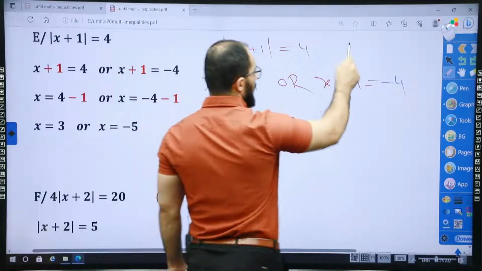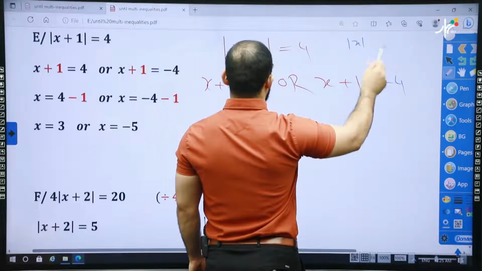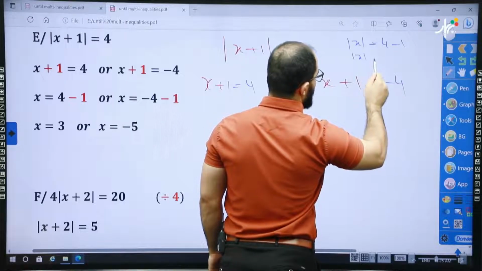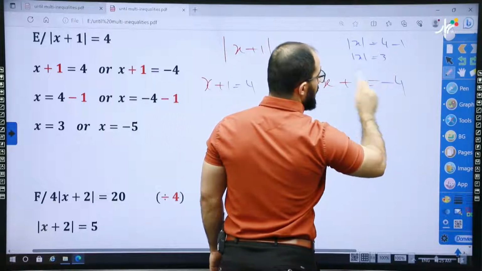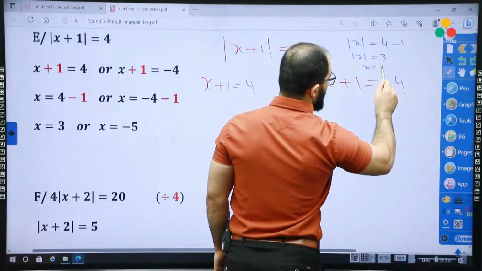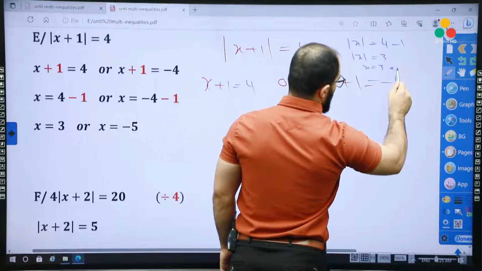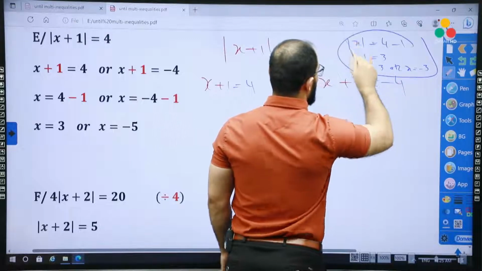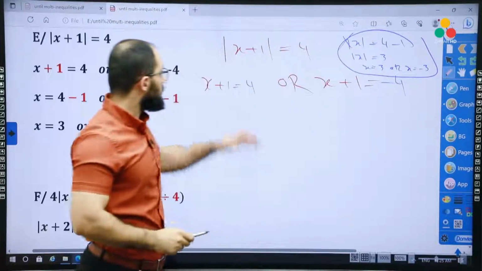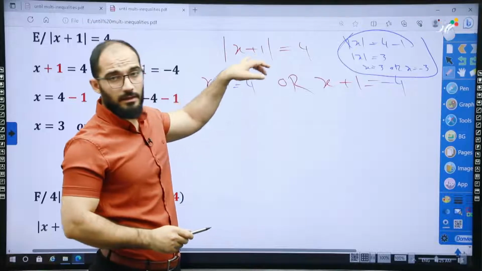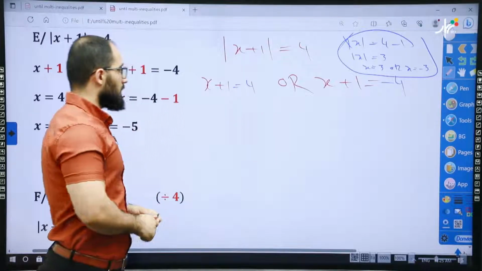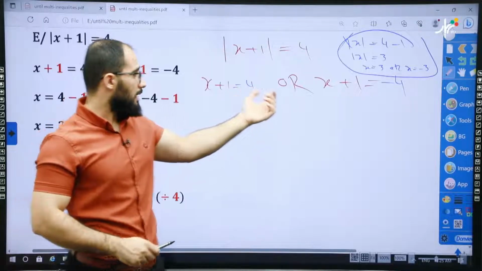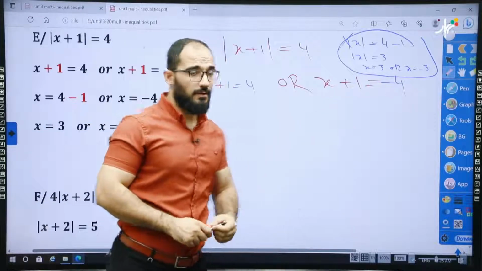Let's say you say x is equal to 4 minus 1, then the absolute value of x is equal to 3, then x is equal to 3 or x is equal to negative 3. This is not correct. You cannot take the 1 out of the absolute value. So we write x plus 1 is equal to 4, as the definition says, or x plus 1 is equal to negative 4.